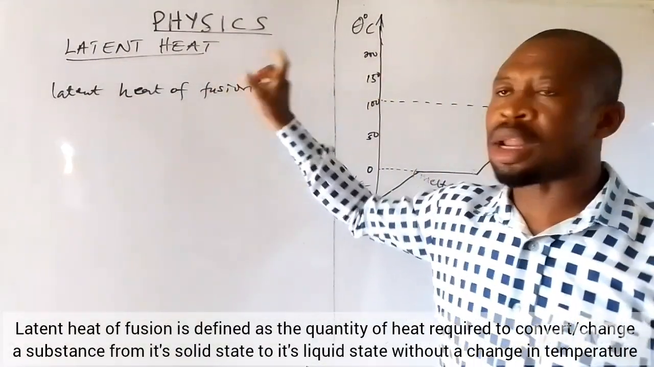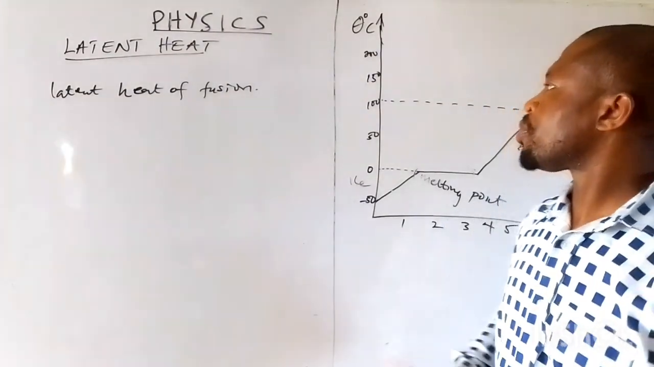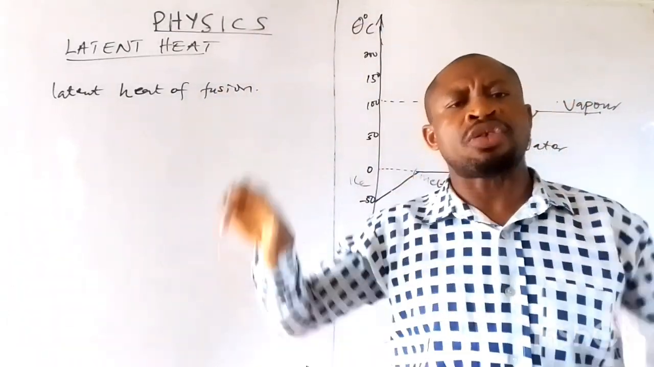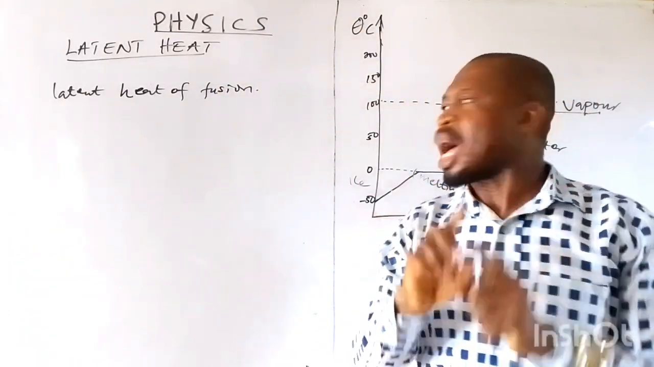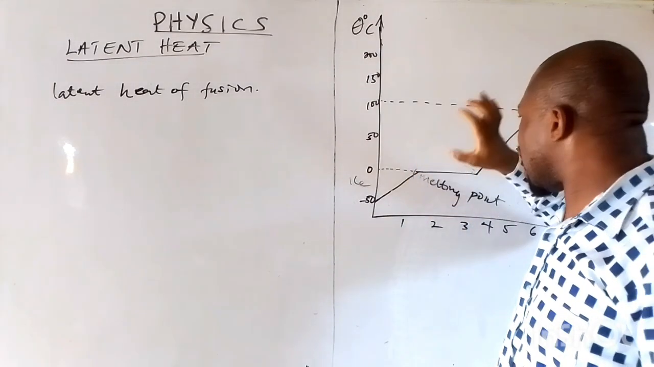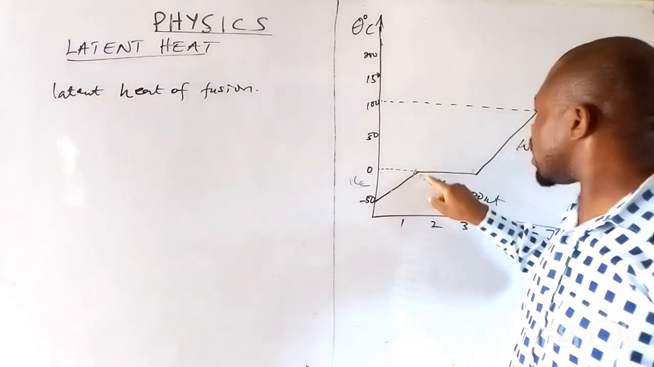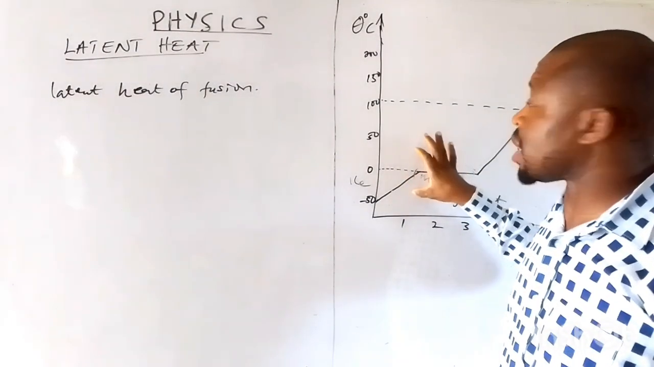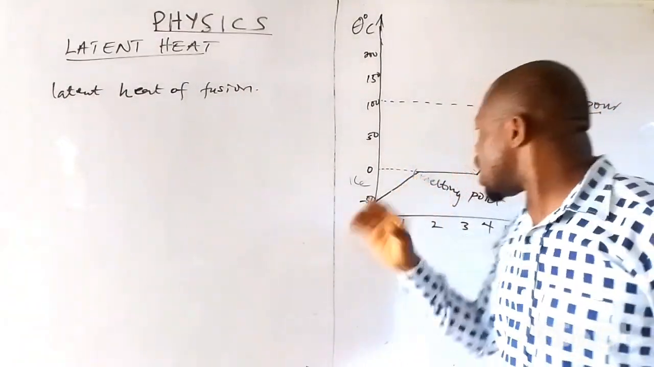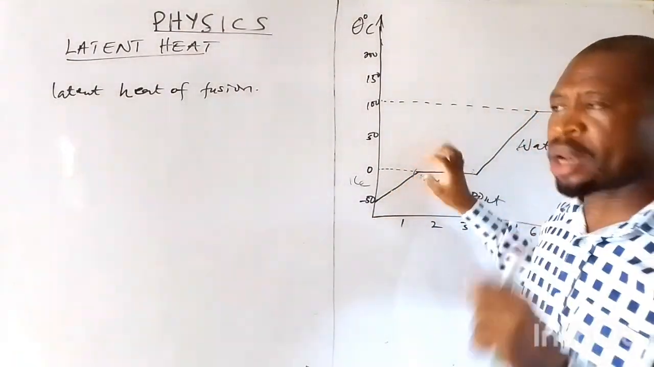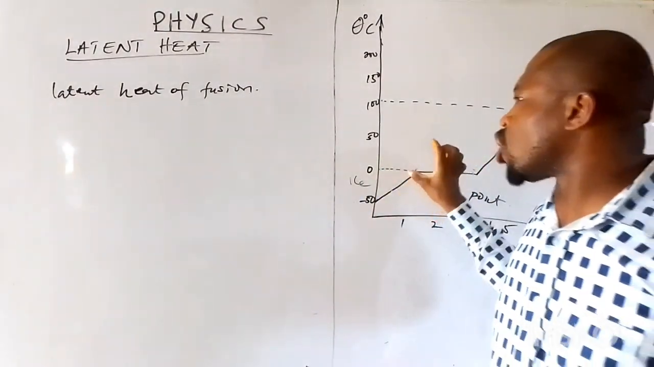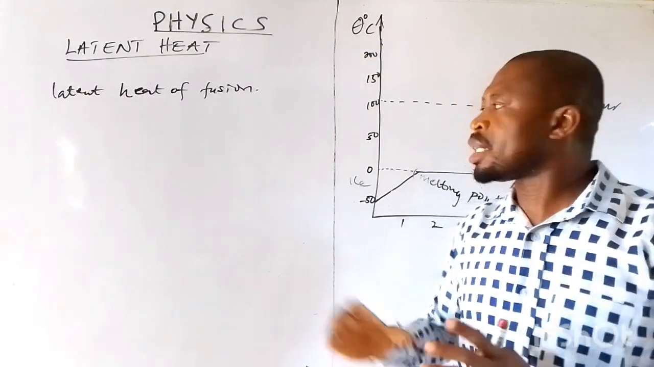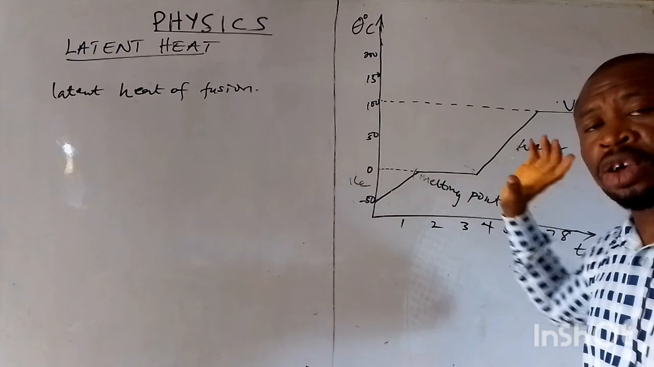We now have latent heat of fusion. By latent heat of fusion, we can refer to the entire mass. It is worthy of note that at this point, at latent heat, the temperature remains constant. That is number one. Number two, the thermometer does not detect latent heat. Since it does not detect it, that is why the temperature is constant here.